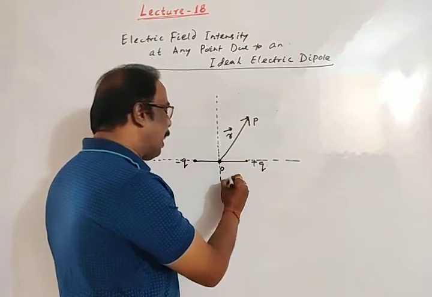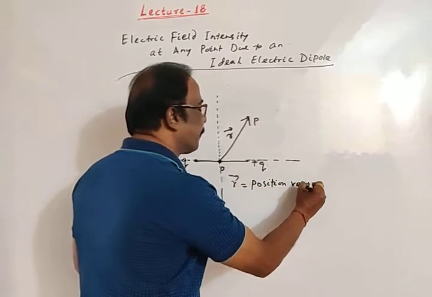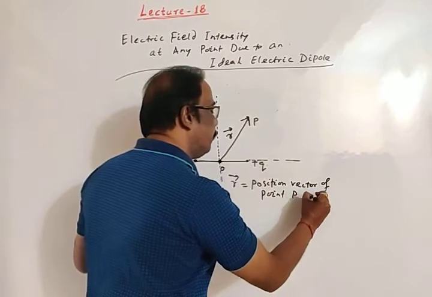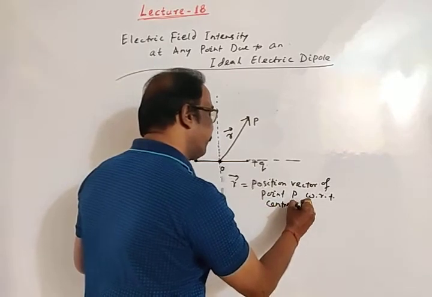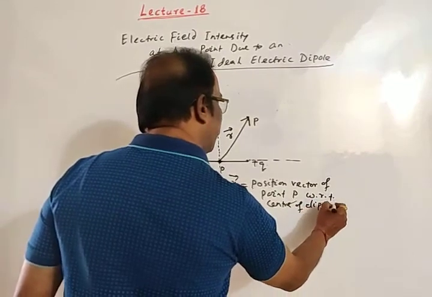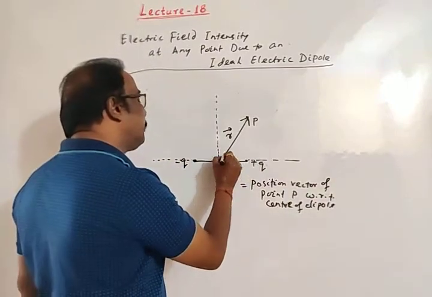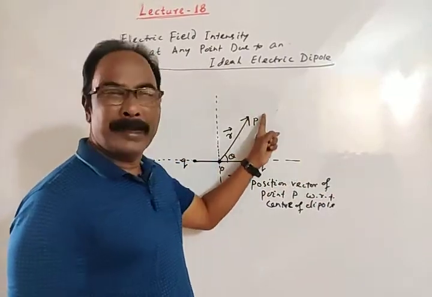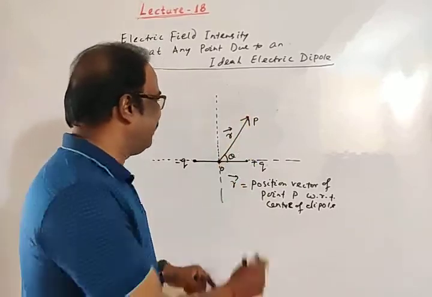So here r is position vector of point P with respect to center of dipole. Let this position vector make an angle theta with axial line. So this is the reference line with respect to center of the dipole to point P.